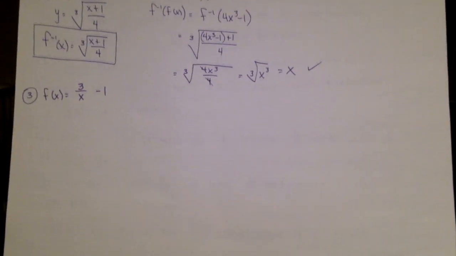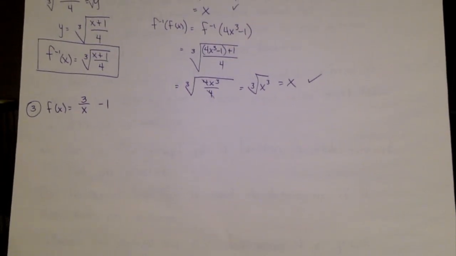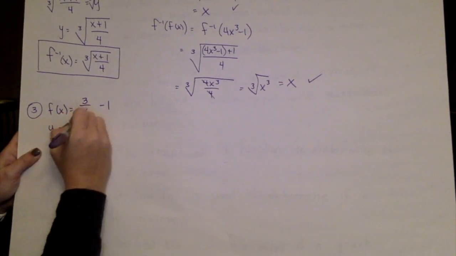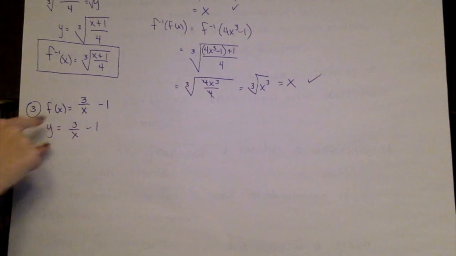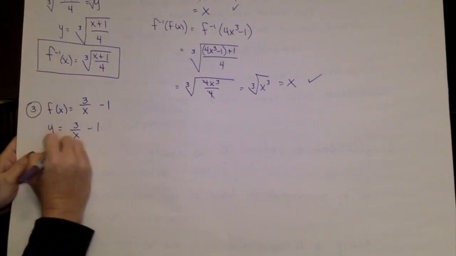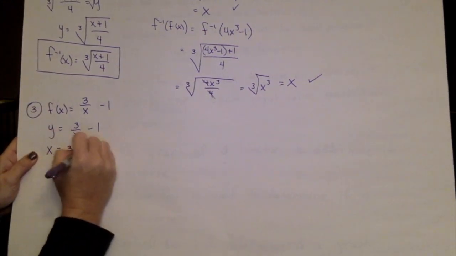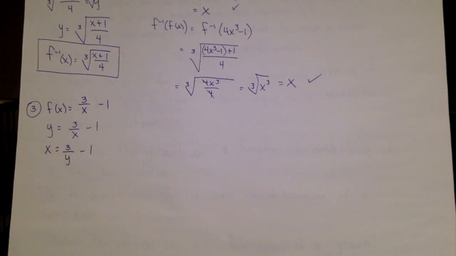Our third example of finding the inverse: f of x equals 3 over x minus 1. Again, we start with y equals 3 over x minus 1. We will interchange the x and the y, so x is 3 over y minus 1. And now we need to get y by itself. Be careful, you'll run into some problems like this.